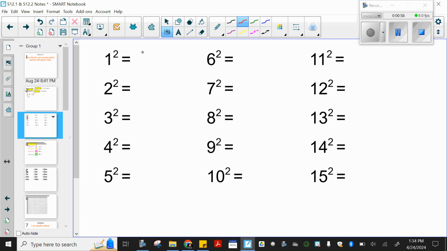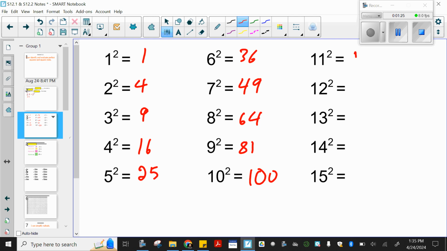So 1 squared, 1 times 1 is 1. 2 squared, or 2 times 2, is 4. 3 squared is 9. 4 squared is 16. 5 squared is 25. 6 squared is 36. 7 squared is 49. 8 squared is 64. 9 squared is 81. Right? 10 squared is 100.